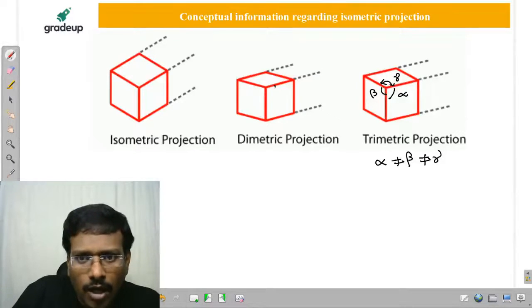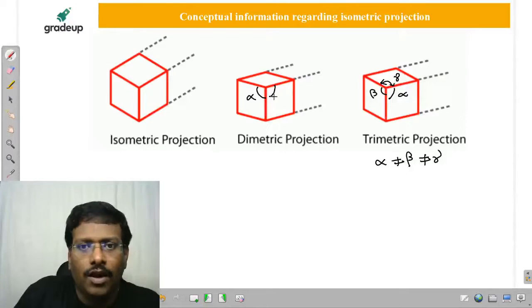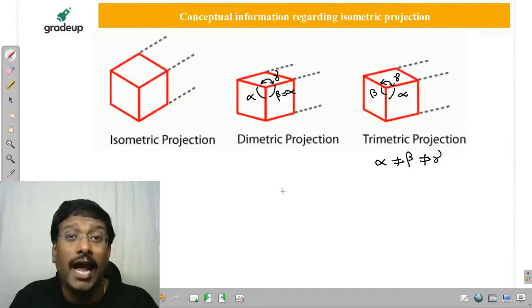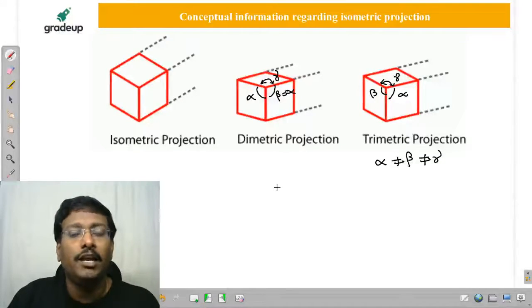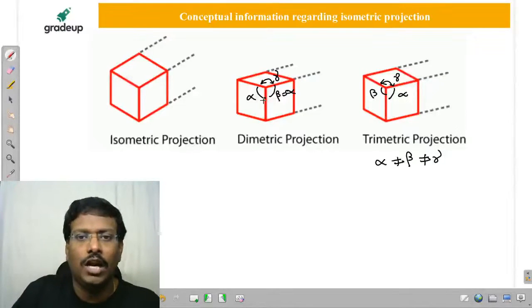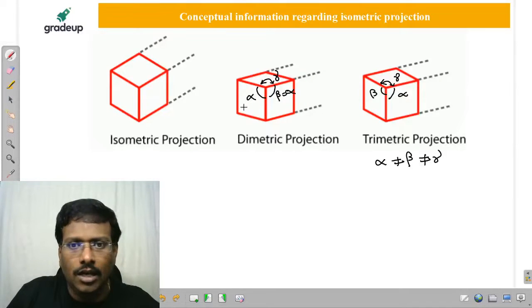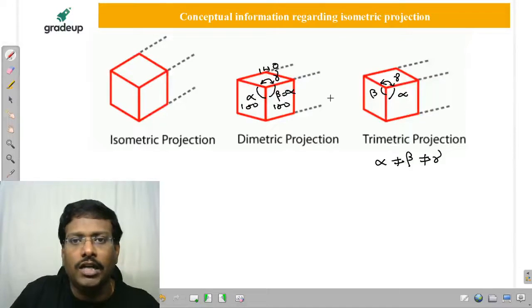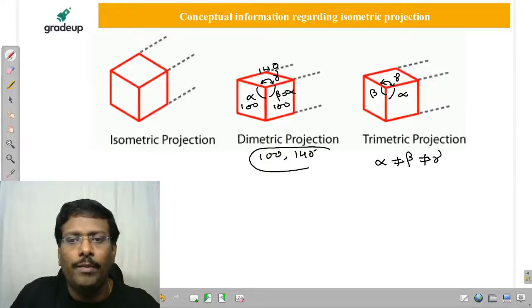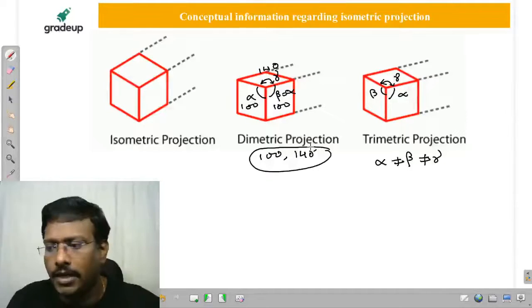But in this case, if you observe, these two angles are the same. Alpha, here beta, which is equal to alpha, but gamma is different. Then it is called dimetric. Why is it di? Di means two. Metric means measurements. Two angles are there. For example, let us consider 110 degrees, or otherwise 100 degrees. This automatically becomes 140. Therefore, how many measurements are there? One is 100 degrees, another is 140 degrees. Only two measurements are there. That's why it is called dimetric projection.